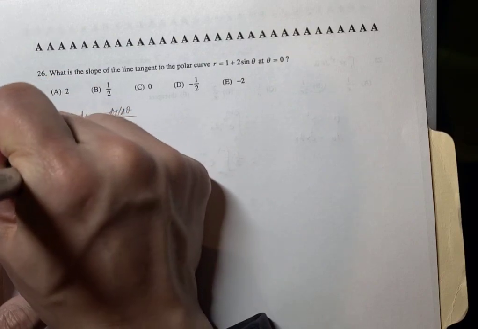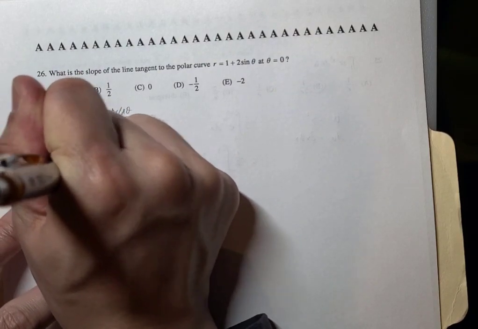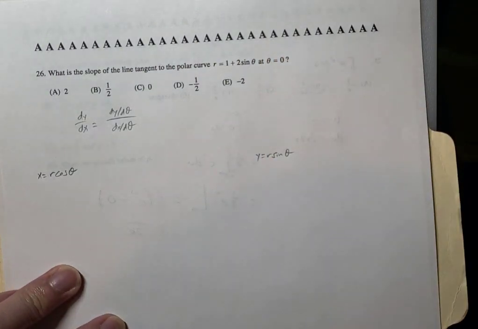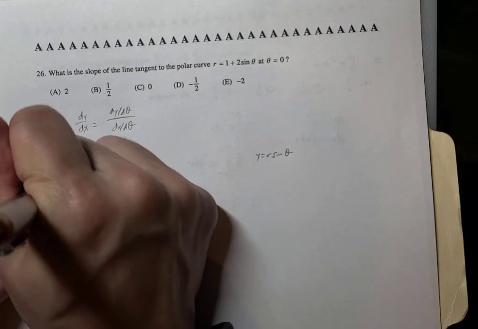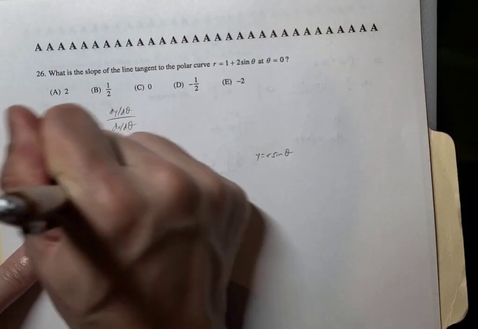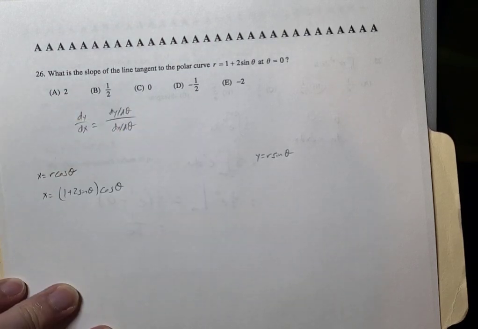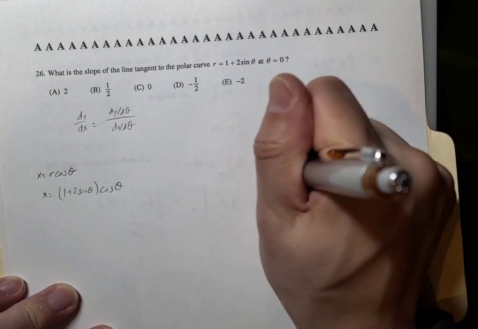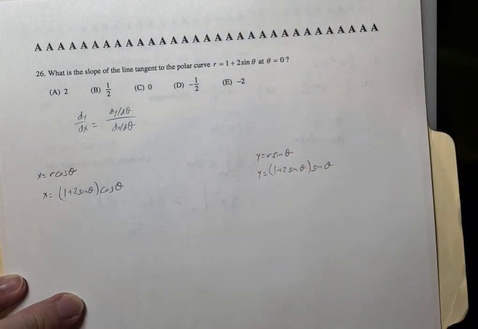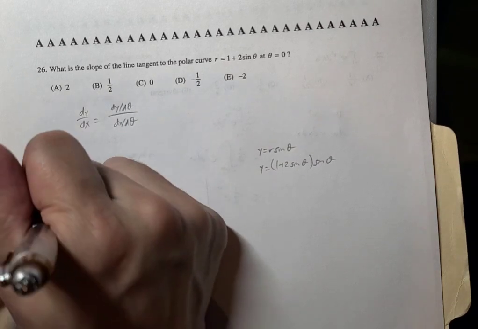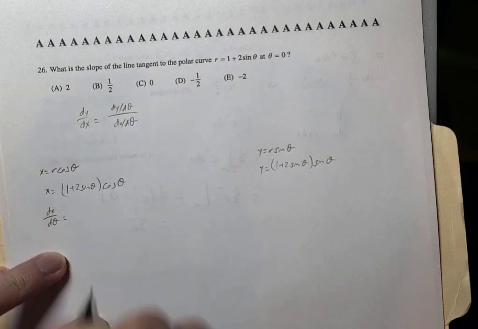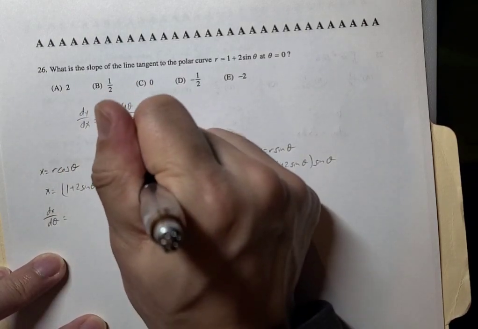So we remember that x is r cosine theta and y is r sine theta. So we can even say x is, what's r? It's 1 plus 2 sine theta times cosine theta. And y is 1 plus 2 sine theta times another sine theta. So dx d theta would be what? Well, we can even distribute the cosine.